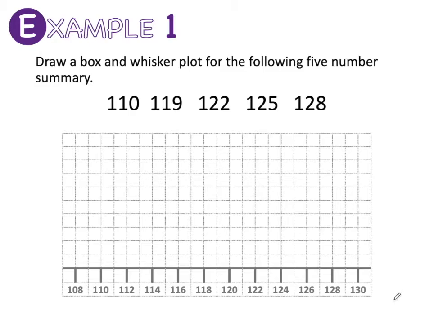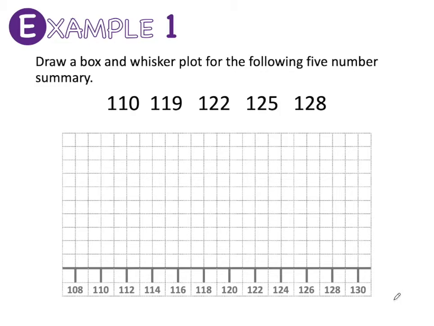Please, if your first number is 110, don't start your scale at 0, because you're going to have a whole lot of space followed by a very small box and whisker plot. Start it near the lowest number, finish it near the highest number, so your box and whisker plot is nice and large.